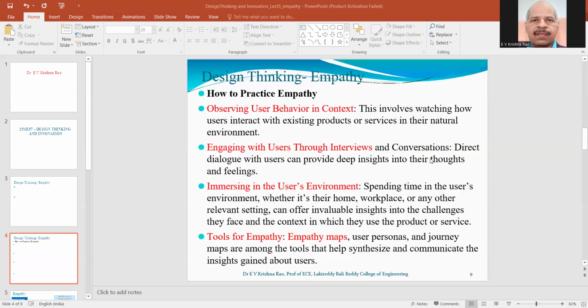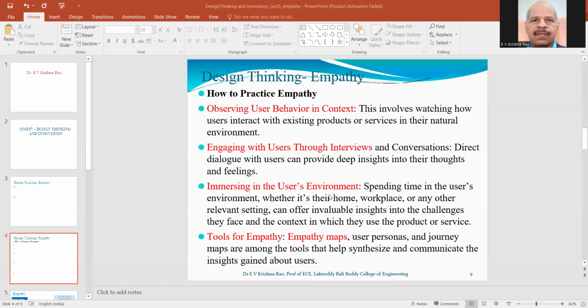Engaging with the users through interviews and conversations. Direct dialogue with the user can provide deep insights into their thoughts and feelings. You have to interview the user: what their expectations are, what they need, what kind of products they require. So we need to interview, put a dialogue and conversation.